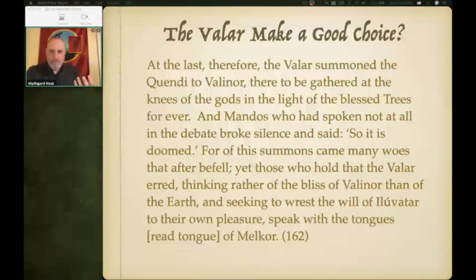If there were some issue like the free will issue, the Augustinian issue that we've been looking at and talking about, but I don't see any such issue here. This is not God, right? It's not Ilúvatar screwing up. It's the Valar screwing up.